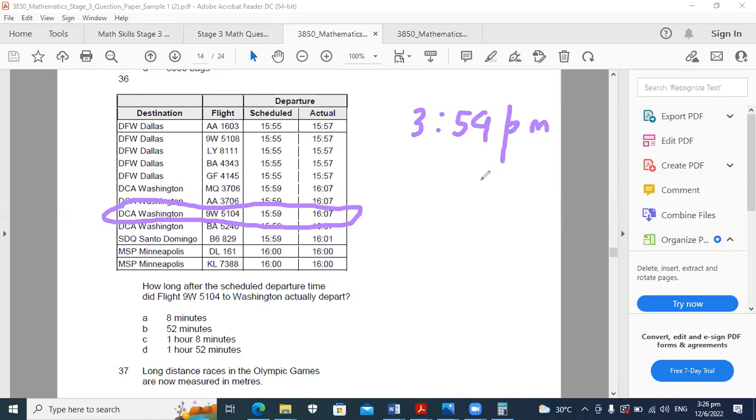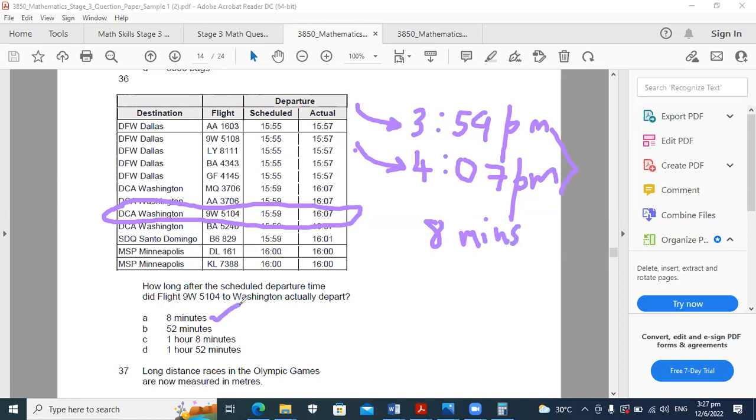All right, and then 16:07 would be 4:07. I think probably when you see it this way, it's a little bit better. So the plane, and this always happens, was supposed to leave at 3:59, but it actually left at 4:07. So the delay would have been the difference, 8 minutes, not true? Yes, sir. A delay of 8 minutes. This one not so bad, not true?